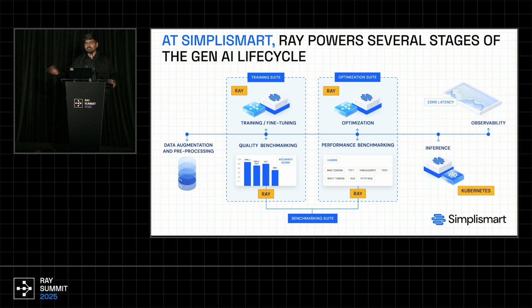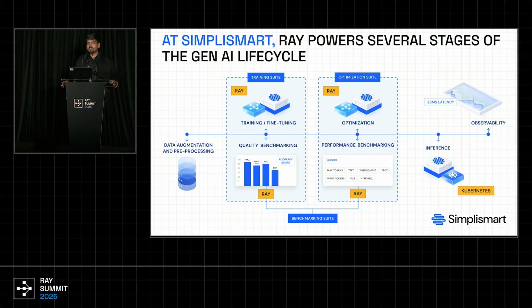Of course, most of us here have been working with machine learning for some time, so we must be aware of this lifecycle in some way, shape, or form, but just a quick walkthrough. Of course, you have your first step as your data augmentation and pre-processing that again you can use Ray for very easily. We're going to talk about two loops here. One, of course, is the training loop. You fine tune, you benchmark your quality, and then you train again. The second loop that we're going to talk about crucially is the optimization loop for your specific workload when you're running inference.